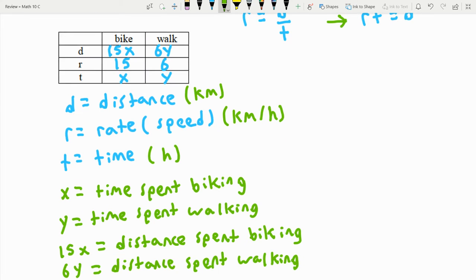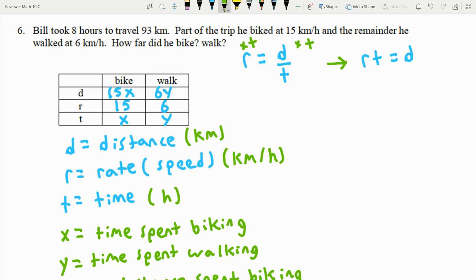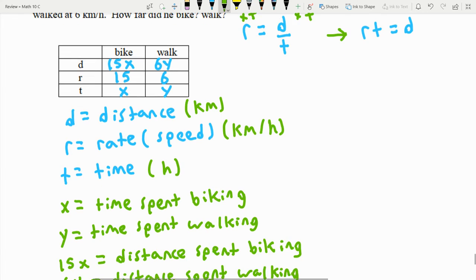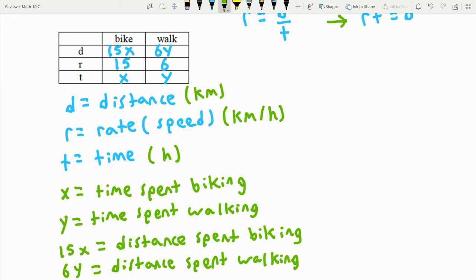And again, I figured this out because I know that my rate equals the distance over time. So that can form an equation. I multiplied t to both sides to cancel out t, so I have distance by itself. And I found out that distance equals the rate, or the speed at which I'm traveling, multiplied by how long I'm traveling. So that's how I got 15x equals distance spent biking and 6y equals distance spent walking. And again, x equals time spent biking and y equals time spent walking.